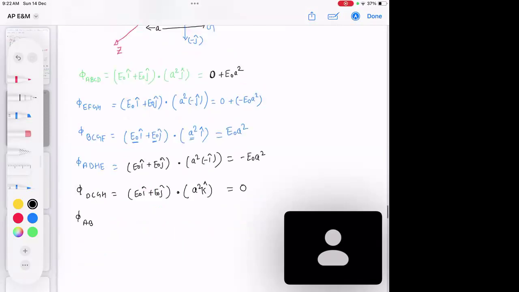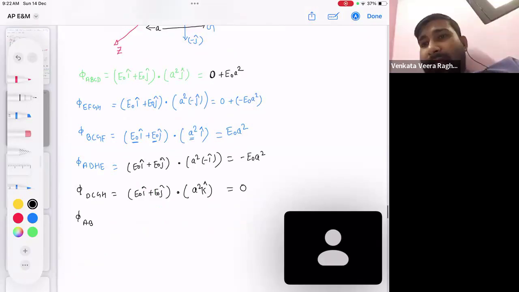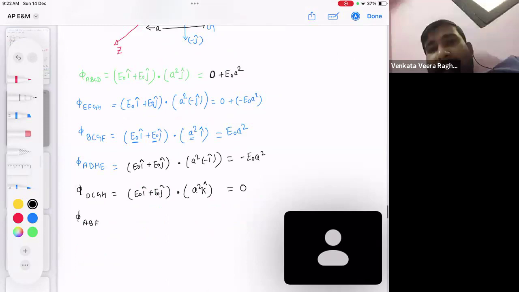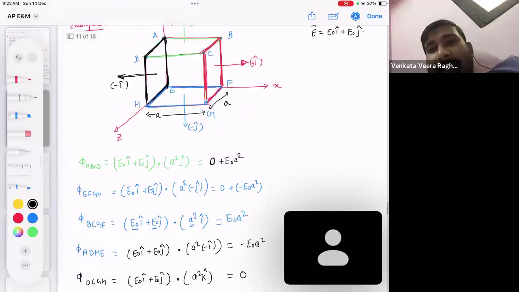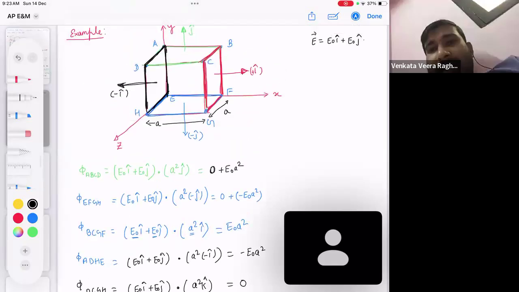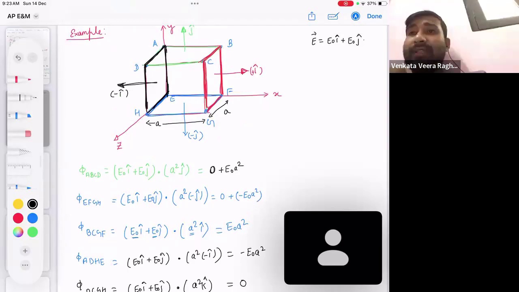A, B, F plus E naught J cap dot A square minus K cap, that is coming 0. Can you tell me what is the net flux through this cube? We have calculated the flux through all these indivisible faces. If I want to know the flux through the cube, what should we do? We should find the flux through these indivisible faces and then add them. And flux is a scalar quantity.